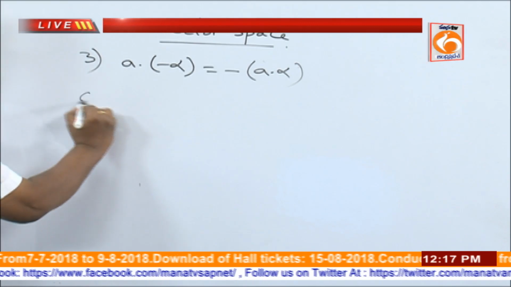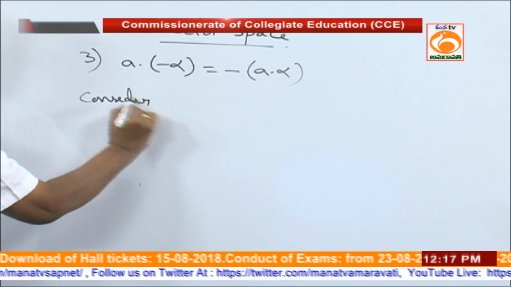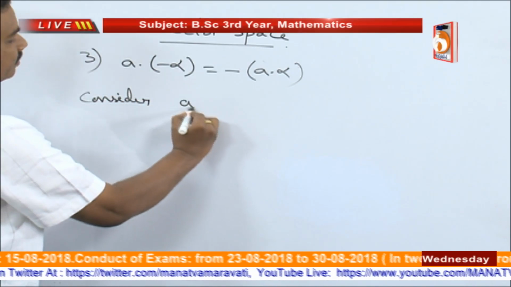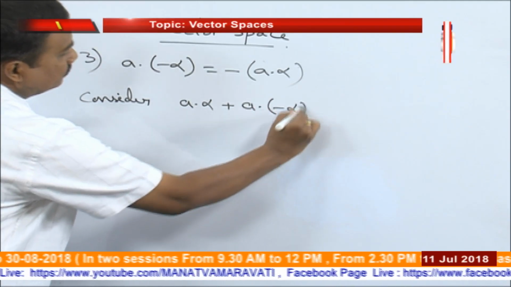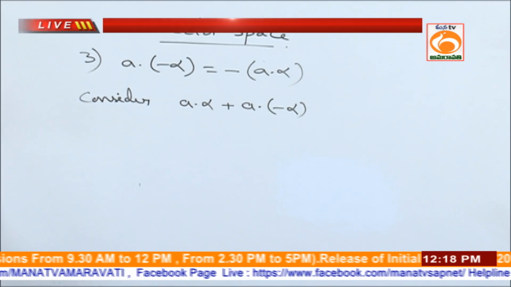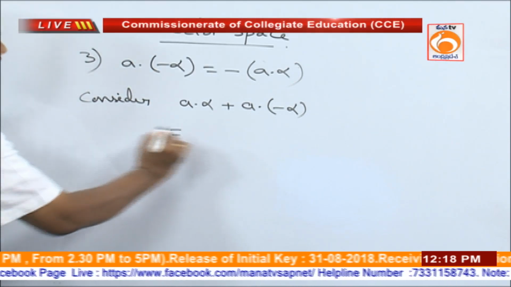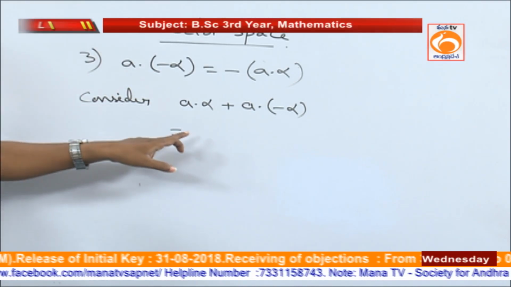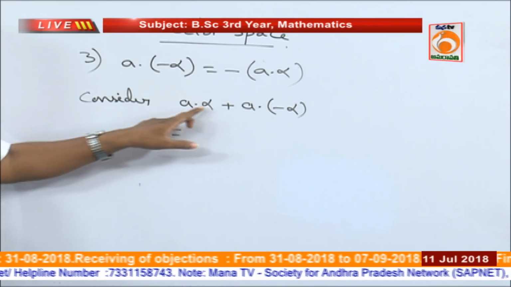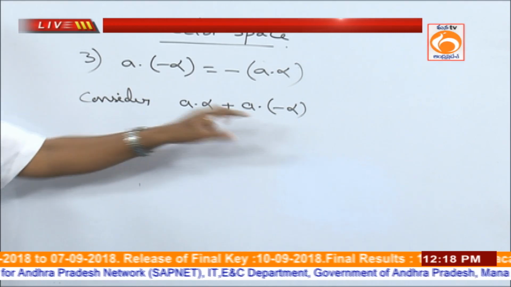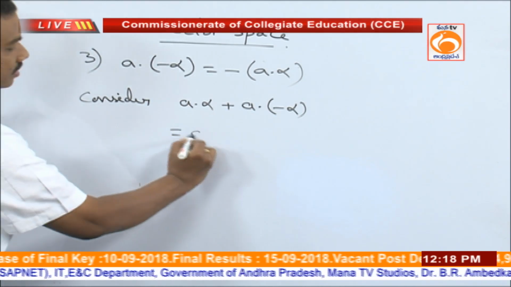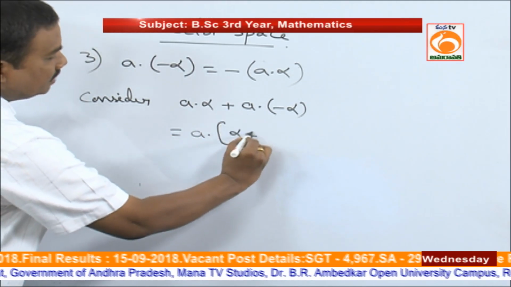So, consider, you simply calculate the value of A dot alpha plus A dot minus alpha. What is this equal to? Again apply the condition of vector space, we are in the vector space. This is of the form A dot alpha plus A dot beta. So, by the first one of the third condition, this is A dot alpha plus minus alpha.